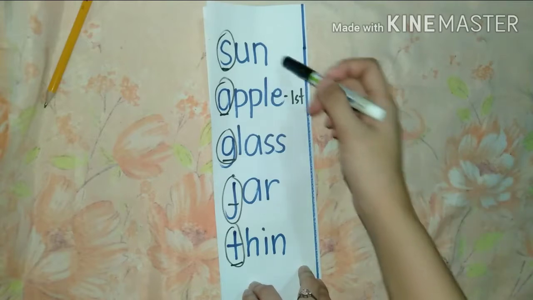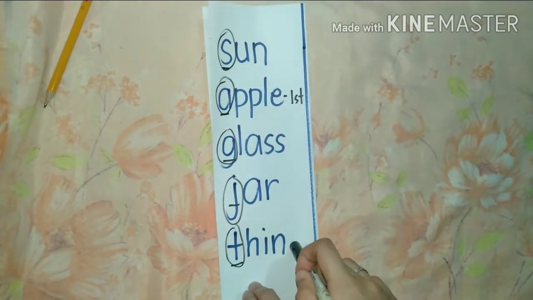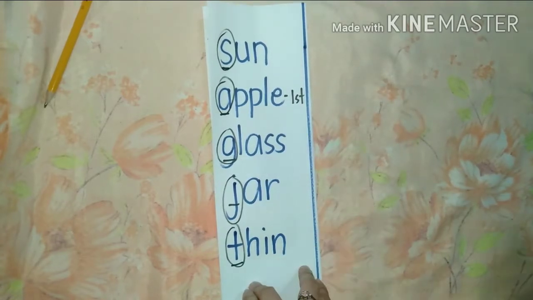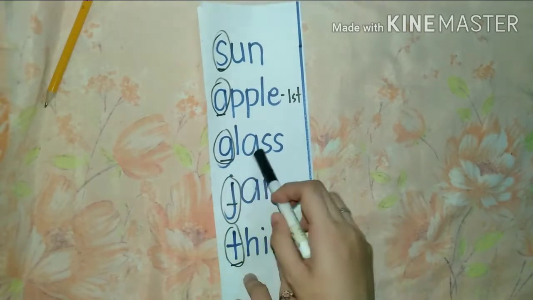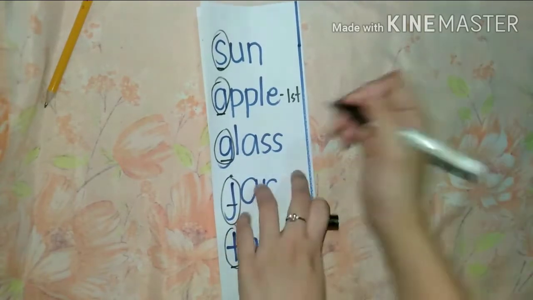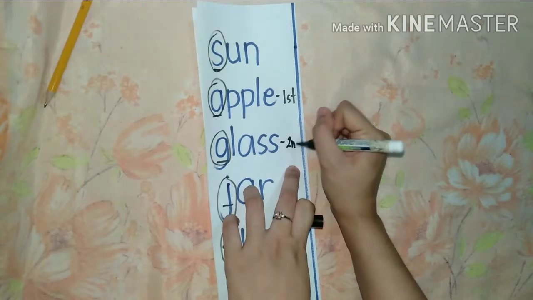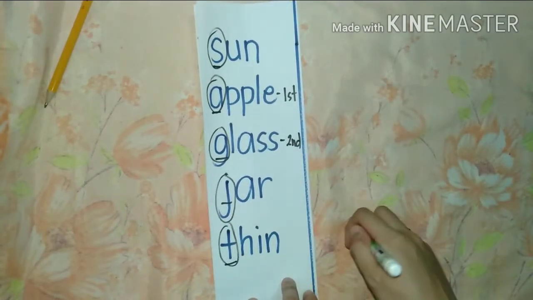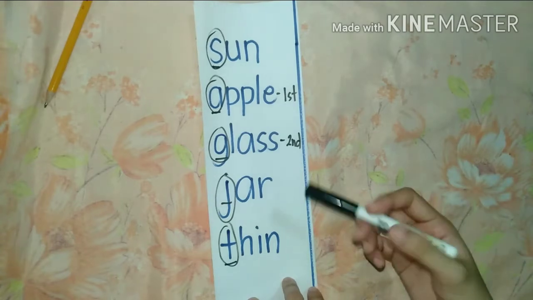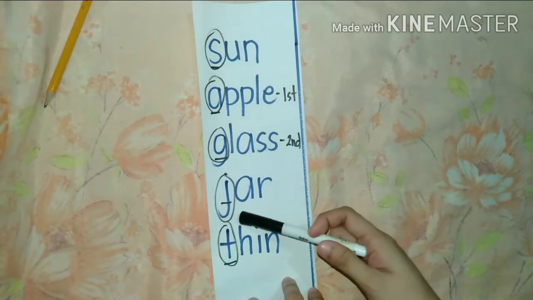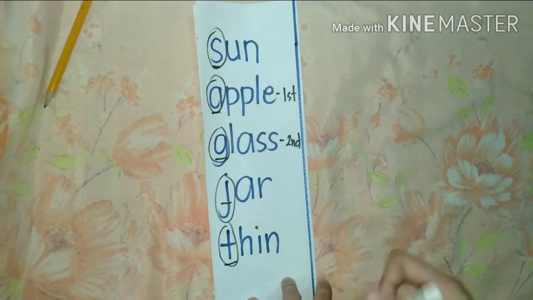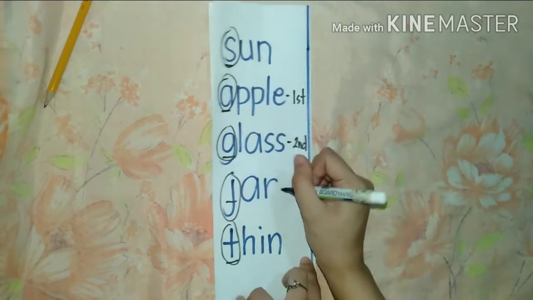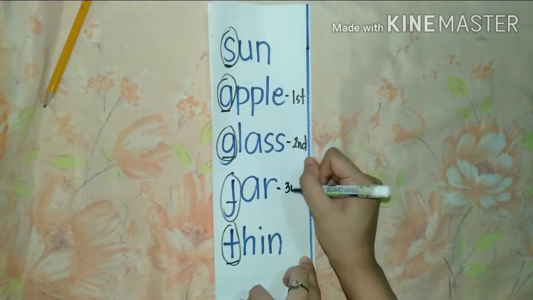Okay? Is there any letter G or any word that starts with letter G? Yes, there is. And that word is the word glass. So let's put glass into second order. Next to letter G, H, I, J. There is a word that starts with letter J. So let's put it in the third order.